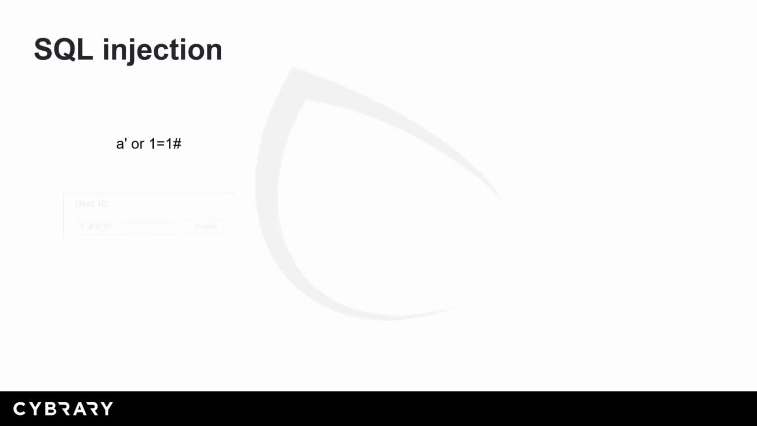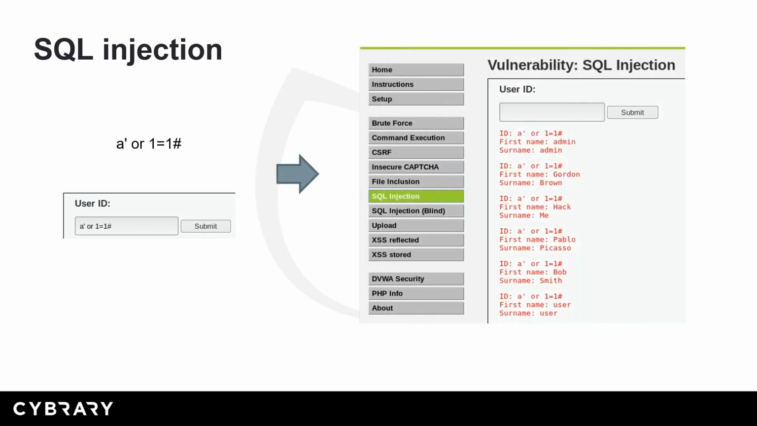This is an example of a malicious request. To summarize this user ID request, you say to the database, I want all the user IDs that are equal to A or 1 equals 1. 1 equals 1 is always true, so the database will send all the usernames. This is the result of the request, all usernames and information about the usernames.